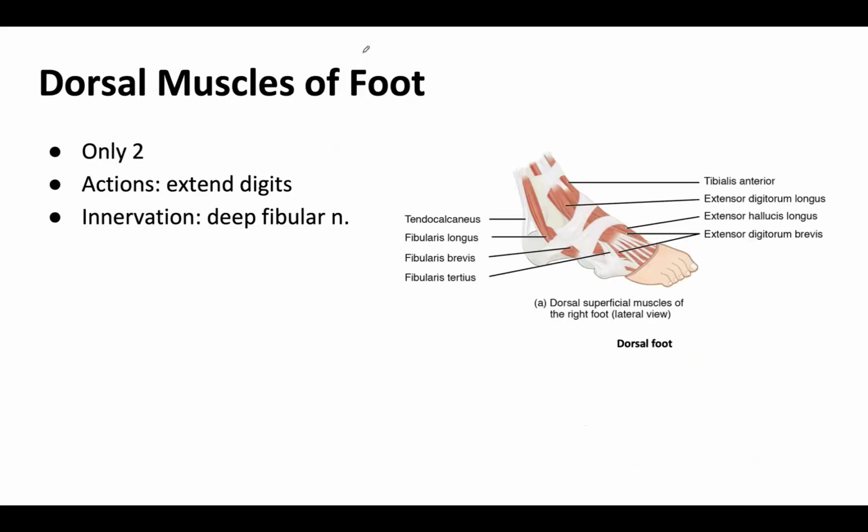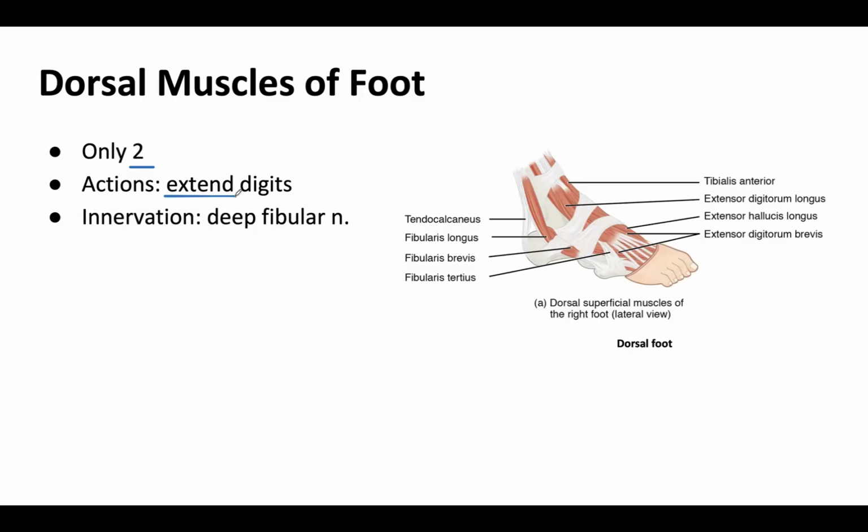Moving to the foot, we will start with the dorsal foot or the top of the foot. And there are only two intrinsic muscles here and many long tendons from the leg. And these muscles are going to be the extensor hallucis brevis, as well as the extensor digitorum brevis. And as their name would suggest, they play a role in terms of extension of the digits.